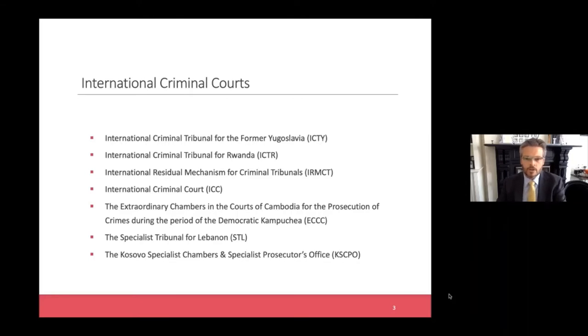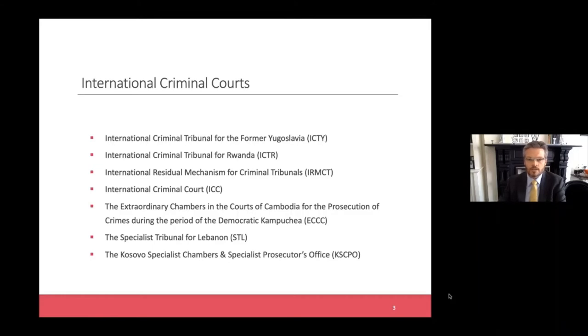Following the Rome Conference, other ad hoc tribunals with specific jurisdictions have been created to try international crimes, including but not limited to the Extraordinary Chambers in the Courts of Cambodia for the prosecution of crimes committed during the period of the Democratic Kampuchea, the ECCC, established in 2003, the Special Tribunal for Lebanon, the STL, established in 2009, and the Kosovo Specialist Chambers and Specialist Prosecutor's Office, the KSCPO, established in 2015.